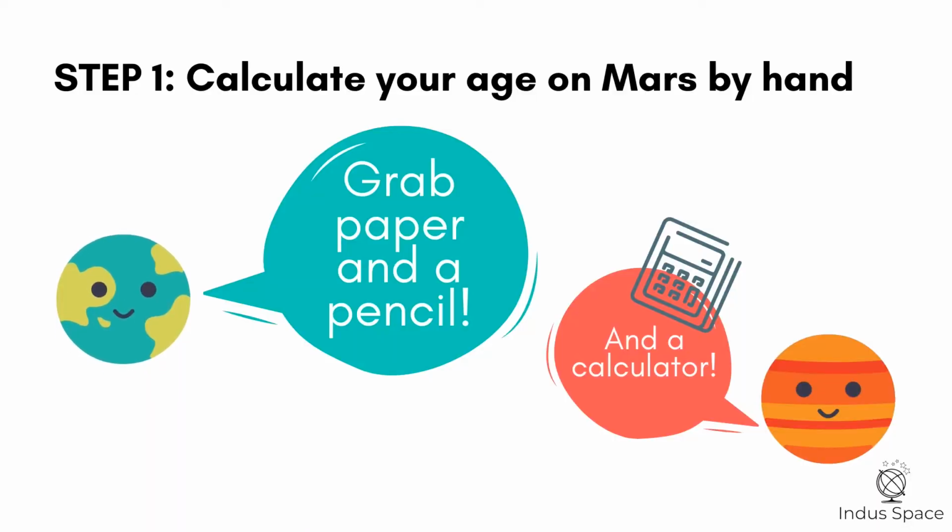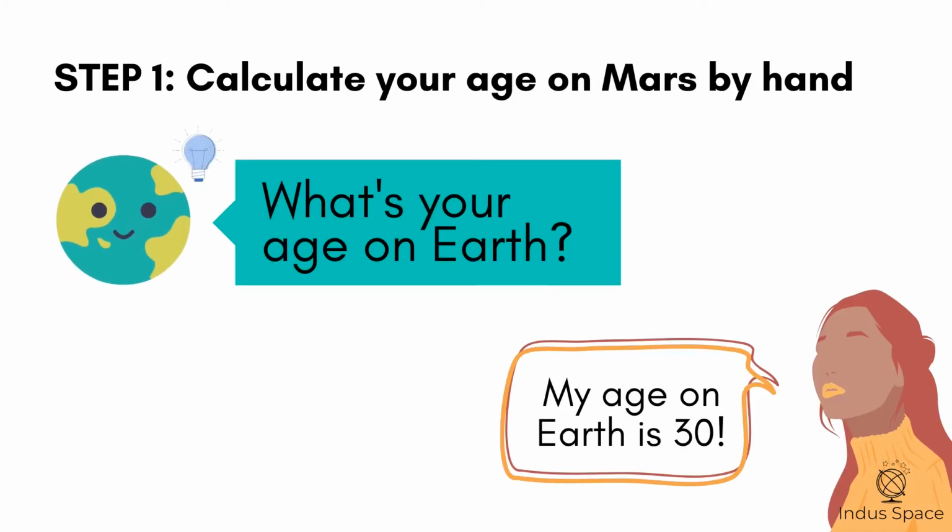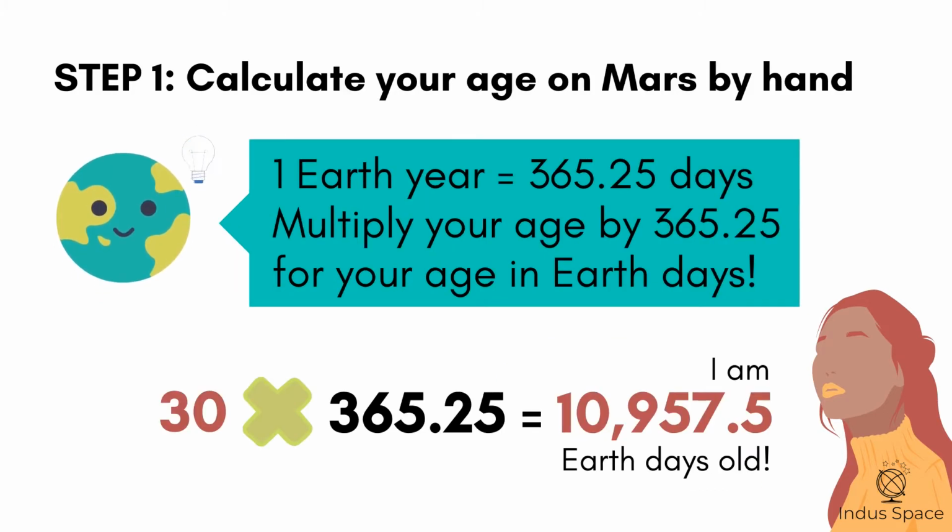First, you will work on these calculations by hand. Your final answer will tell you your age on Mars. Grab a paper and pencil. Write down your age. We're using an example where we list an age of 30. There are 365 days in a year, and every 4 years we have a leap year with 366 days. So, on average, there are 365.25 days in every Earth year.